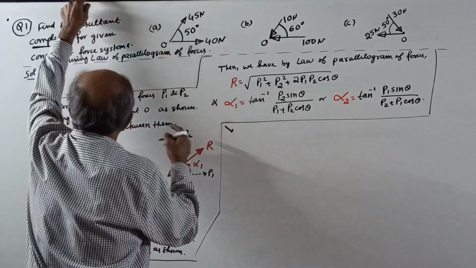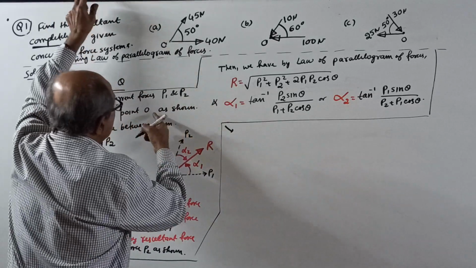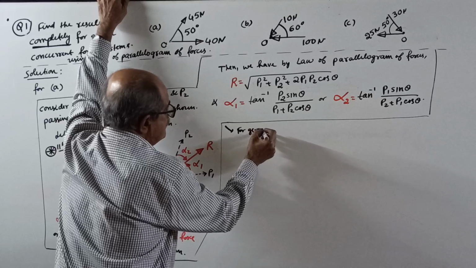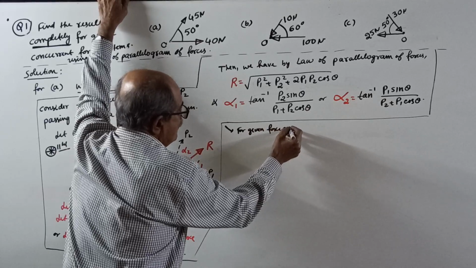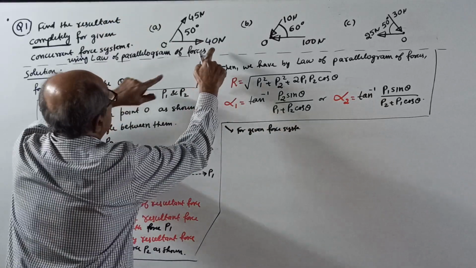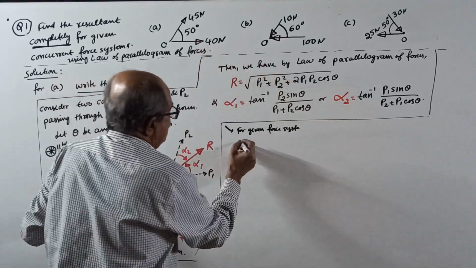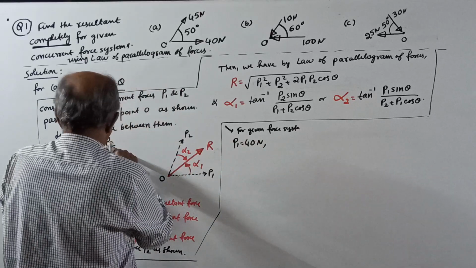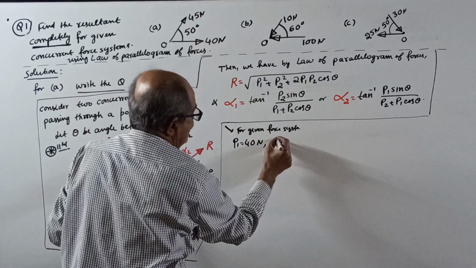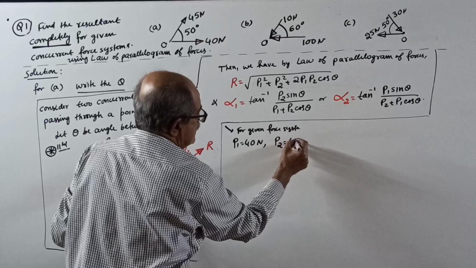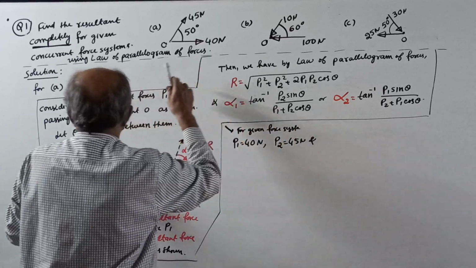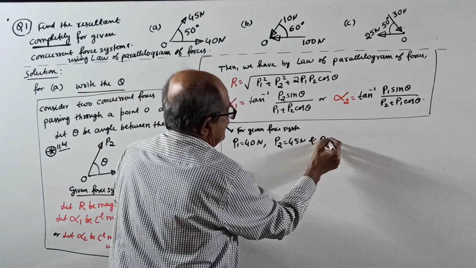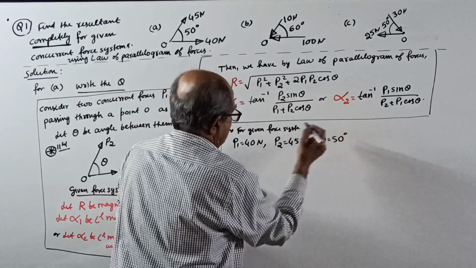Back to the question. Therefore, for our given case, for the given force system, P1 equal to 40 Newton, P2 is 45 Newton, and the angle between them, theta, is 50 degrees.